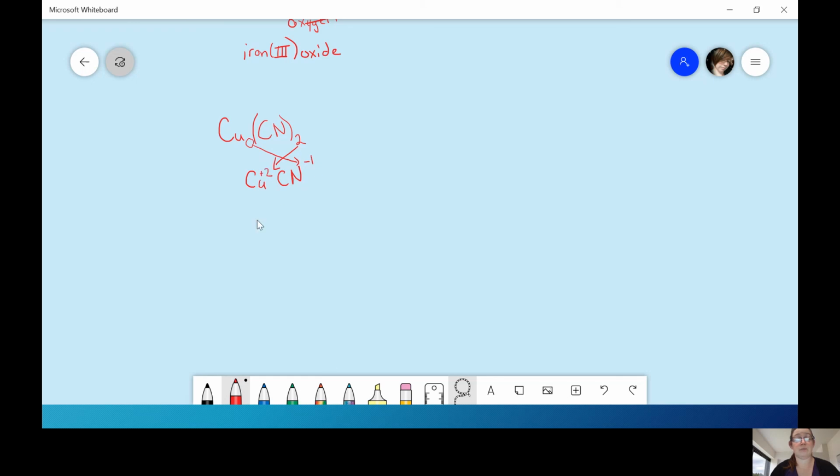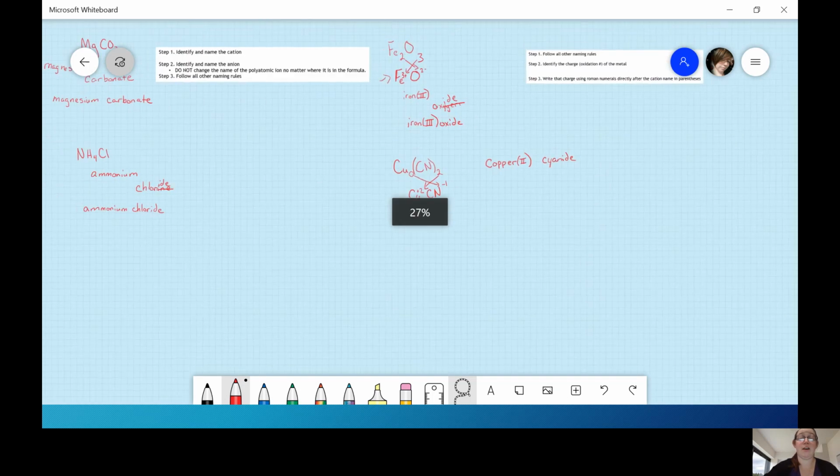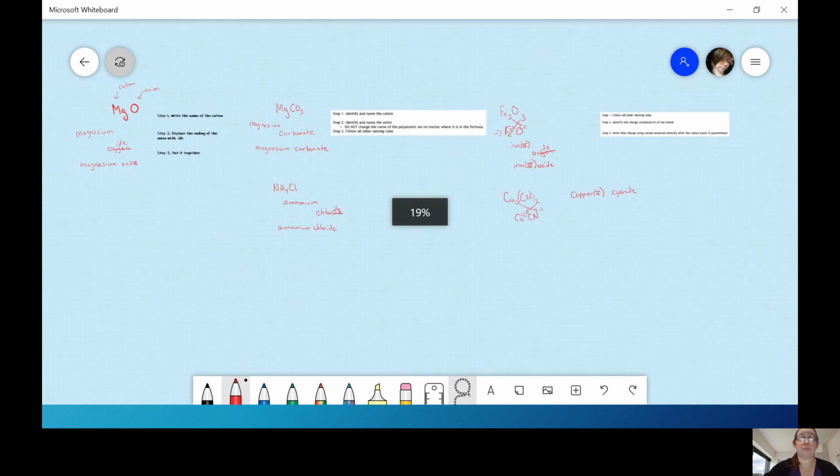This is a +2. I'm going to go to my periodic table and I'm going to find out what Cu is. Cu is copper. So this is going to be copper(II). And CN on my polyatomic chart is cyanide. It's a polyatomic ion, so I don't change it at all. So I'm just going to write in cyanide. Just like that.